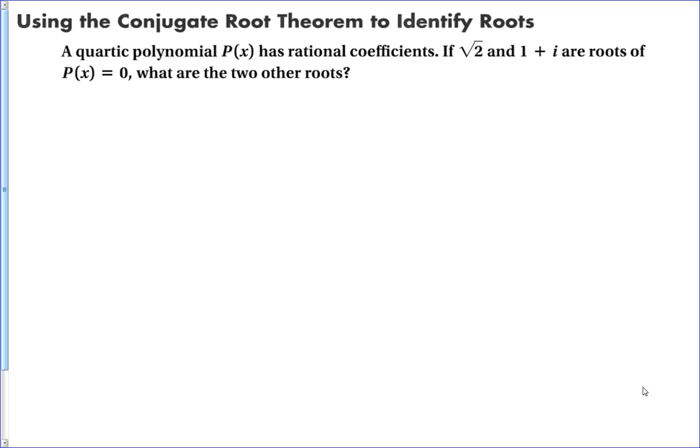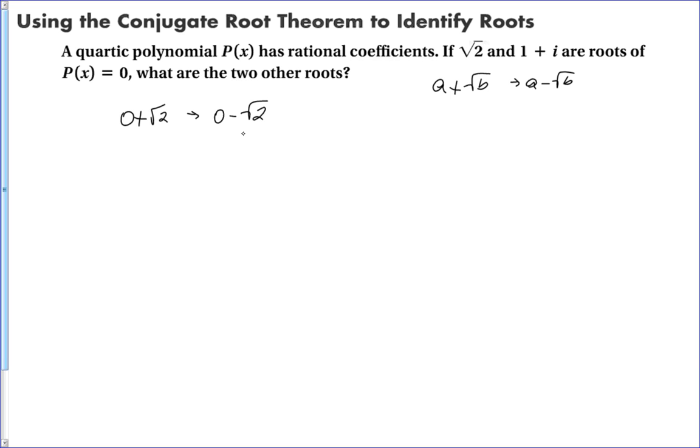Using the conjugate root theorem to identify roots. We know here that the quartic polynomial p of x has rational coefficients. If the square root of 2 and 1 plus i are roots, what are the other two? If you remember, if a plus the square root of b is a root, then a minus the square root of b is also a root. In this case, a for the square root of 2 would be 0, so it would be 0 plus the square root of 2. That means that a minus the square root of b, or 0 minus the square root of 2, would also be a root.